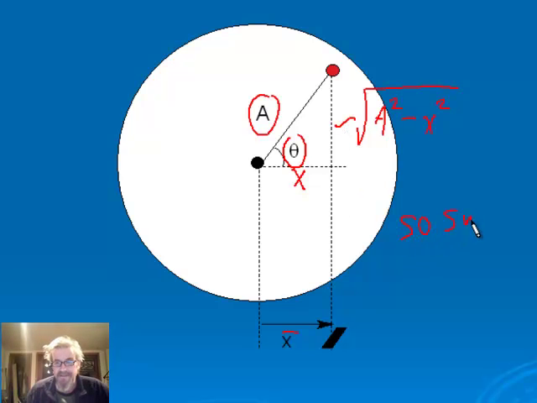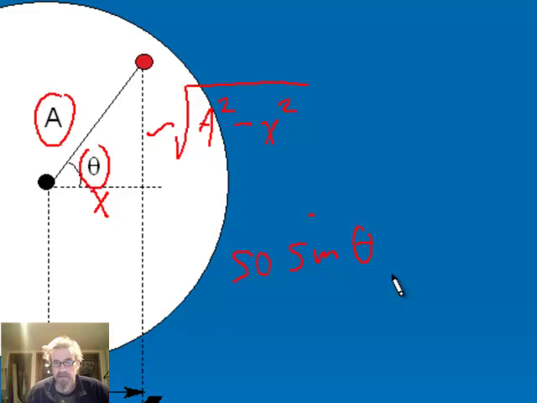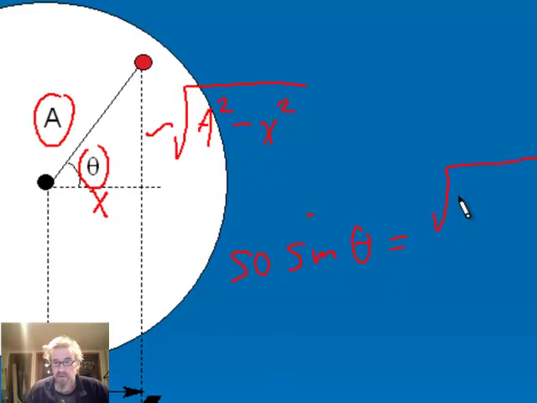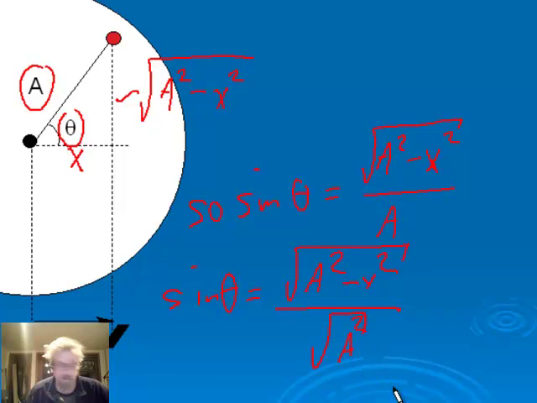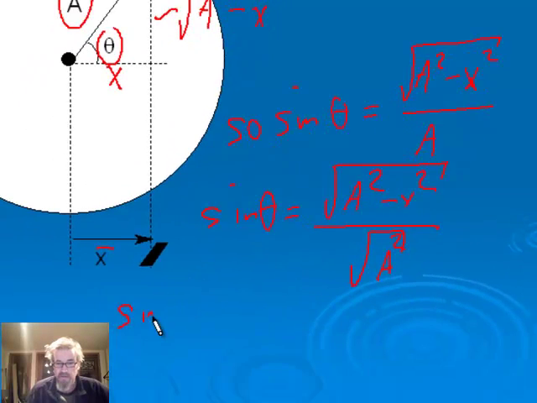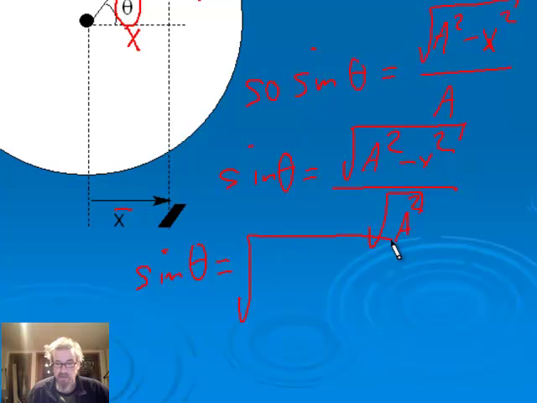So the sine of this angle theta, which is opposite over hypotenuse, is going to be equal to the square root of A squared minus X squared over A. But A is really the square root of A squared, so here's another little trick. The sine of theta is the square root of A squared minus X squared over the square root of A squared. Or you could say the sine of theta is equal to the square root of 1 minus X squared over A squared.